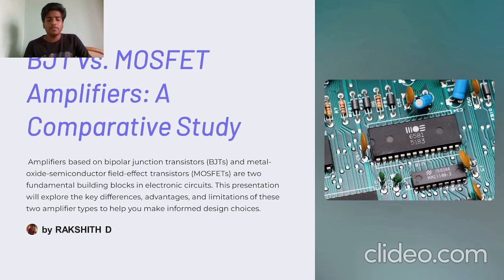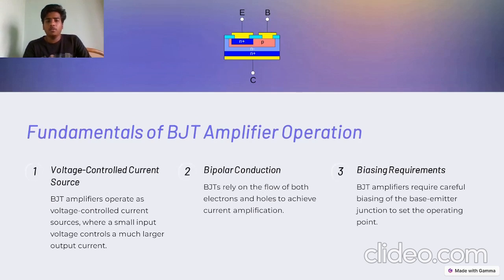amplifiers. Amplifiers based on the bipolar junction transistor, nothing but the BJT, and the metal oxide semiconductor field effect transistor, nothing but the MOSFET, are two fundamental building blocks in electronic circuits. This presentation will explore the key differences, advantages, and the limitations of these two amplifier types to help you make the informed design choices.